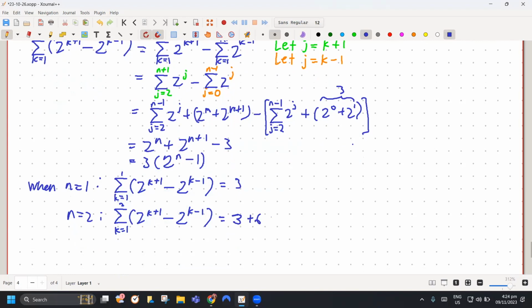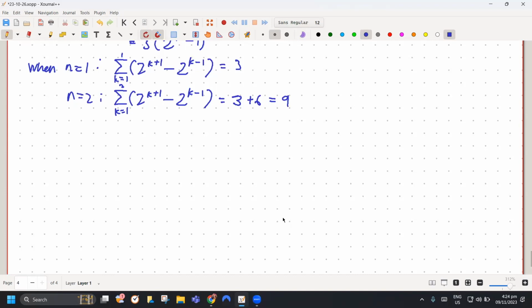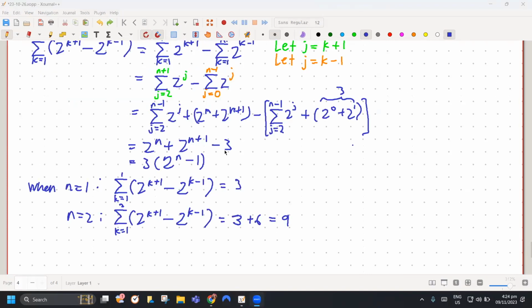So for 1, 3; for 2, 1 plus 1, 2 squared is 4 minus 1. Okay, so 3 and 9. Now, go back to the expression we got for n greater than 2, the 3 times 2 to the n minus 1. Let's check, when n is equal to 1, does it match? 2 to the 1 minus 1.